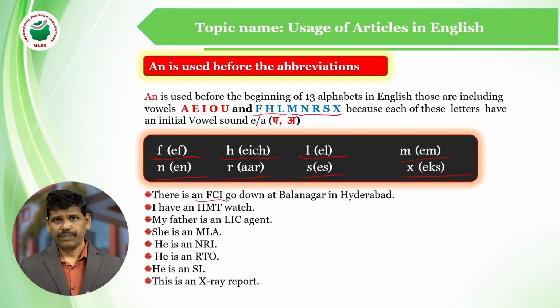So please remember, whenever these 13 alphabets, A, E, I, O, U plus F, H, L, M, N, R, S, X, these 8 plus 5, total 13 alphabets, begin any abbreviation, blindly you can remember, use the article an in front of these abbreviations. For the rest of the alphabets, wherever they begin any abbreviation, you can use the article a.